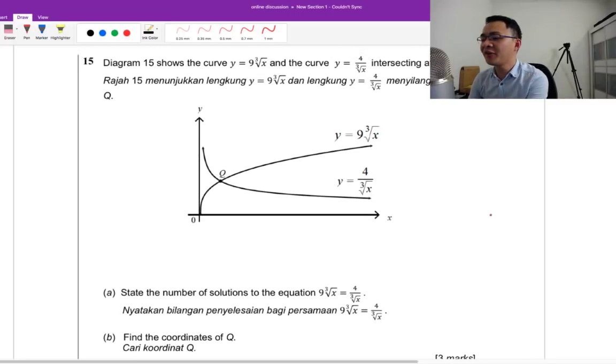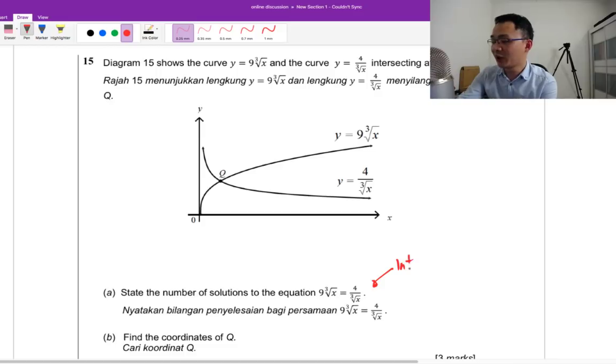The diagram shows a curve y equals 9 cube root of x and a curve y equals 4 over cube root x intersecting at the point Q. State the number of solutions to this equation. Basically he just substitutes the y into the y here. They are trying to find the intersection point. How many intersection points do you have? 1, right? So the number of solutions is 1.